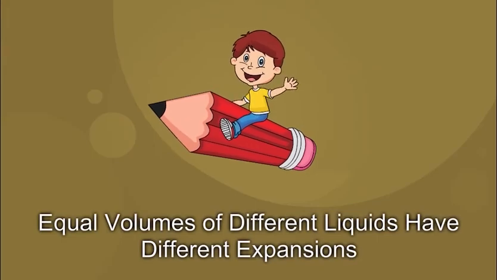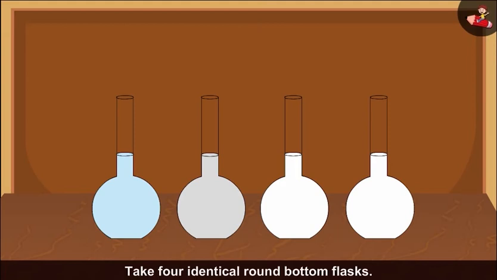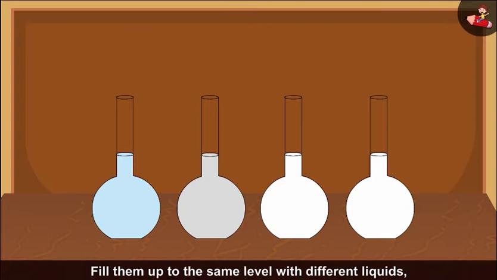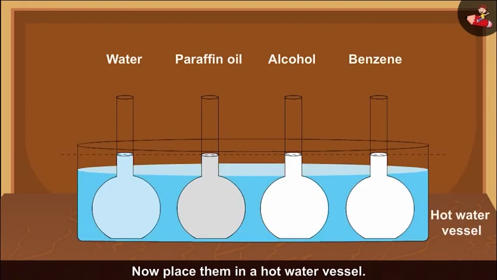Equal volumes of different liquids have different expansions. Take 4 identical round bottom flasks. Fill them up to the same level with different liquids, say water, paraffin oil, alcohol and benzene. Now place them in a hot water vessel.